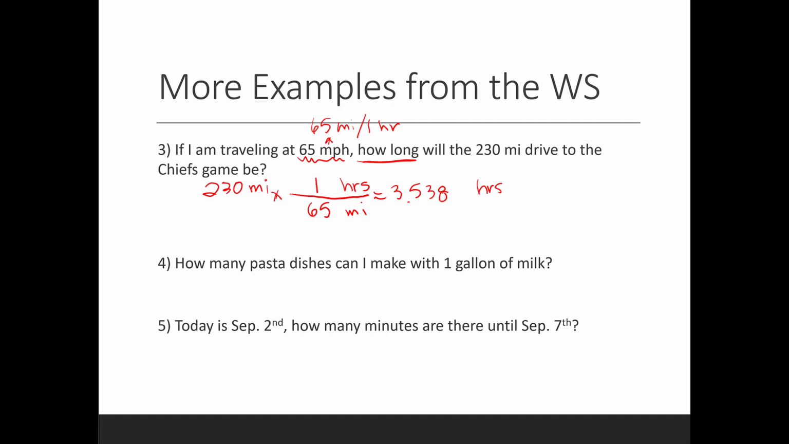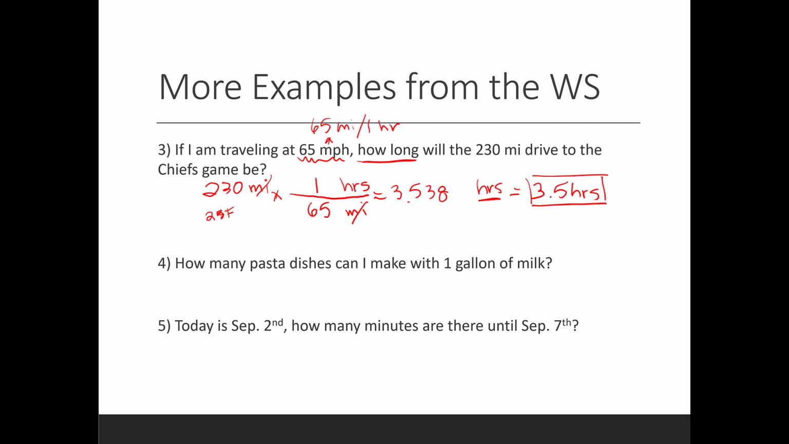Our last couple steps are making sure that our units canceled. Well, miles and miles are on opposite sides. I got hours, which is what I wanted to get, and I wrote it there, so I included my units. And I also need to check for sig figs. 230 has 2 sig figs, so my answer needs to have 2 sig figs, so I can round 3.538 to 3.5 hours. And that's the correct number of significant figures.